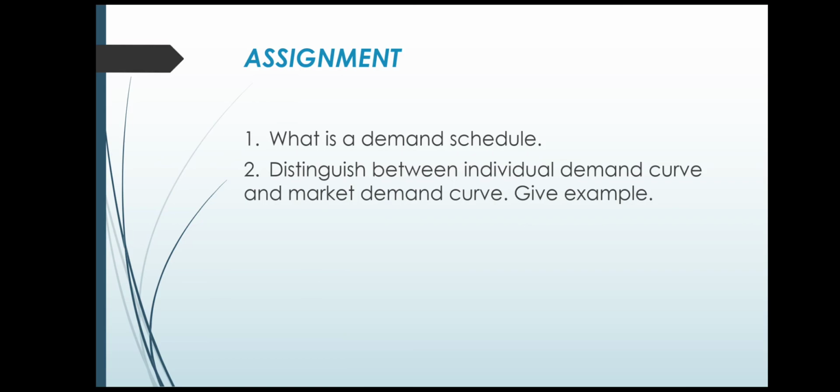The next question is: distinguish between individual demand curve and market demand curve. You just now saw what is individual demand curve and what is market demand curve. You will be able to define these two, and along with this you are also expected to give example. You are expected to make a schedule and then a curve for both the cases, for individual demand and for market demand, and you need to write the description as well. So three things have to be there: a schedule, a curve and the description of the graph for both these cases.